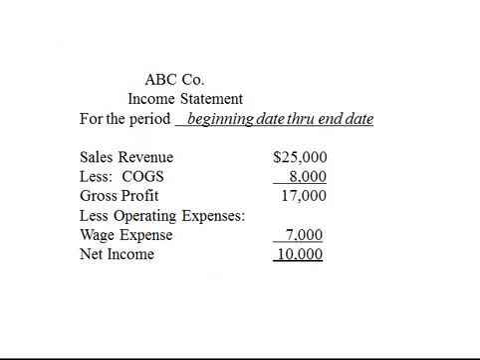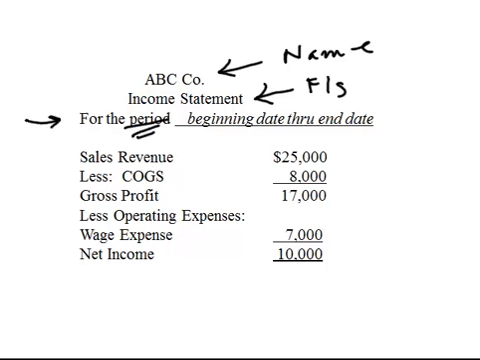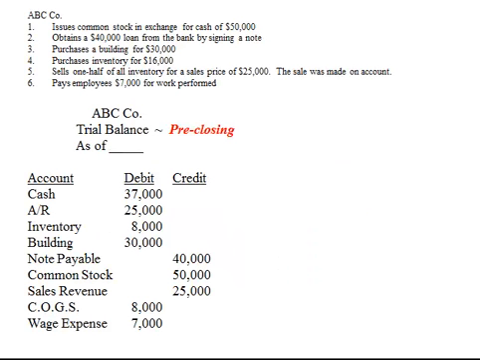The income statement for the period would look something like this. We have the company's name, title of the financial statement, and in the case of the income statement, period of time. Our revenues, cost of goods sold, gross profit, our operating expenses, finally our net income. The closing entries we will prepare will be to reduce our sales revenue account to 0 and our expense accounts to 0.